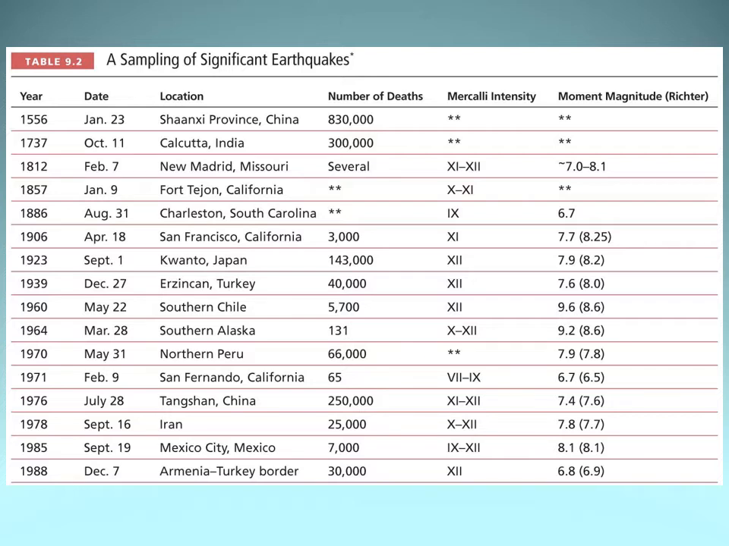Southern Chile and southern Alaska, these two earthquakes are some of the strongest that we've ever seen on Earth. And you should see pictures of southern Alaska when this occurred. It looked like it took some of the towns in southern Alaska and just turned them upside down. It's very terrible. Closer to home, we had the 1971 San Fernando earthquake, which killed 65 people and was a 6.7 on the moment magnitude scale.